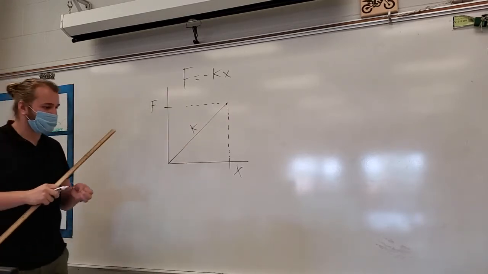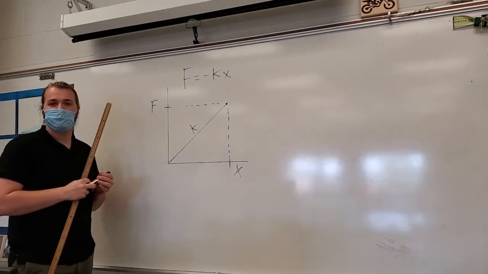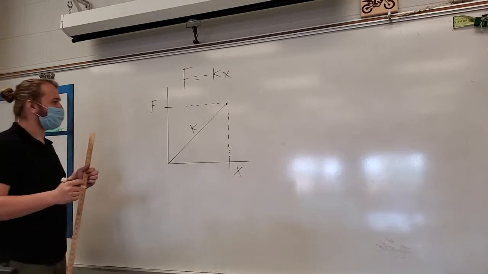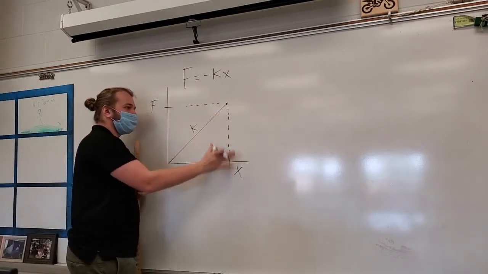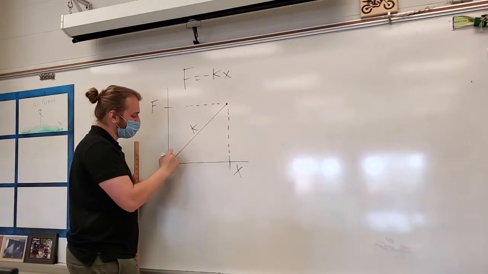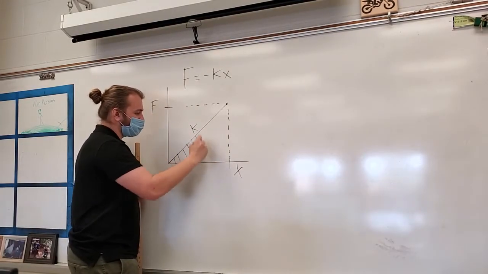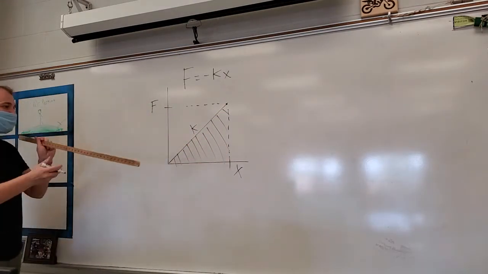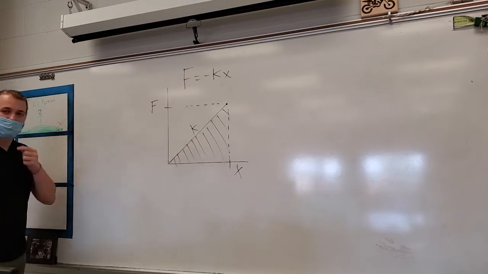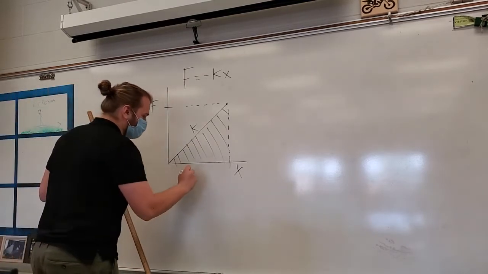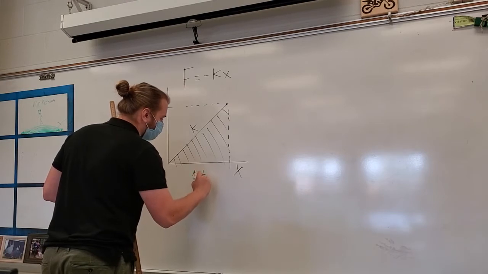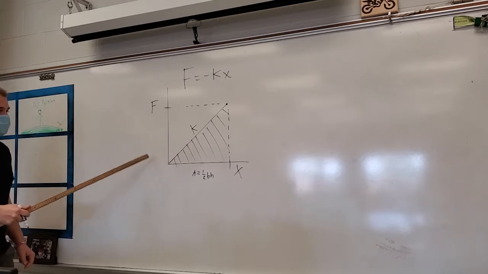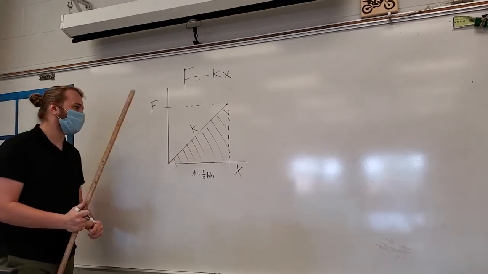Now the question remains, how much work, how much energy did you put into the spring? Well, we look here. Is it this whole box? No, it's not. It's just this portion. You should know this from geometry. It's basically the area of this triangle. And we know the area of the triangle is equal to 1/2 base times height. So our area is actually the work that we did on our spring.